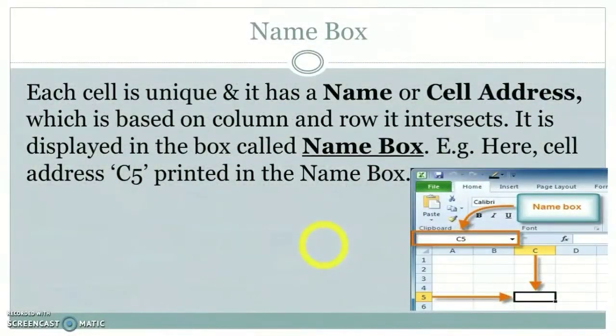Then the name box. Each cell is unique and it has a name or cell address, which is based on the column and row it intersects. It is displayed in the box called the name box. For example, here the cell address C5 is shown in the name box because this cell is found at the intersection of the C column and the fifth row, hence C5 is shown in the name box.